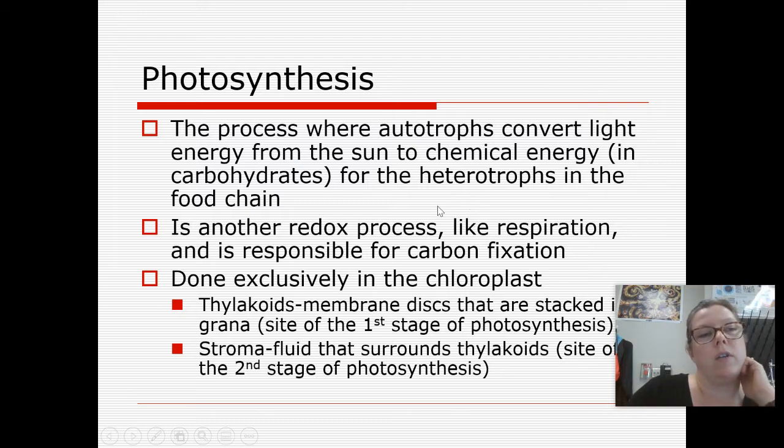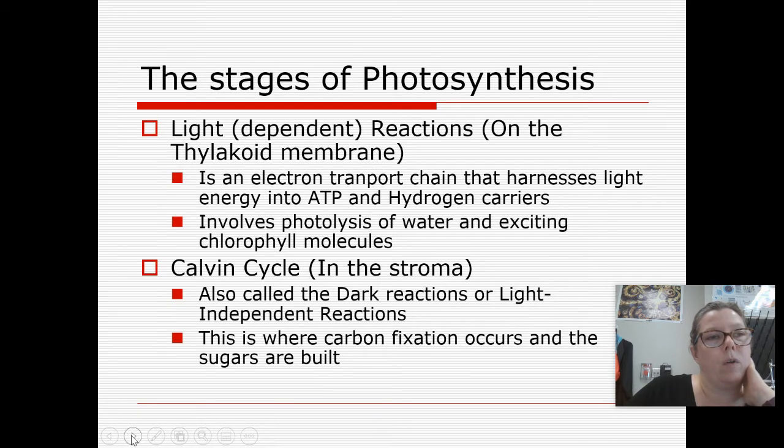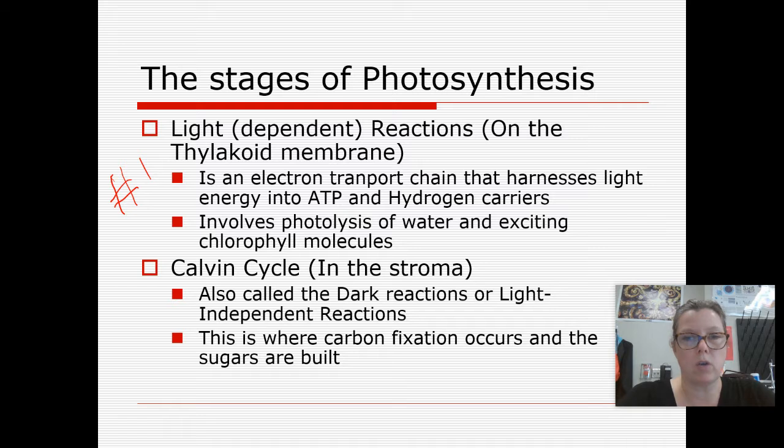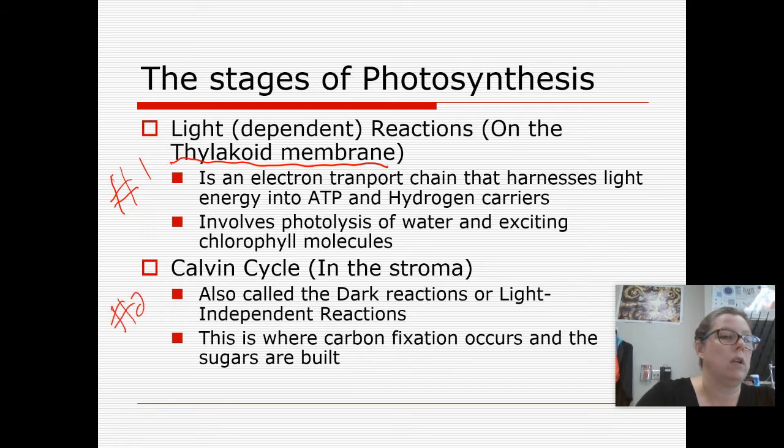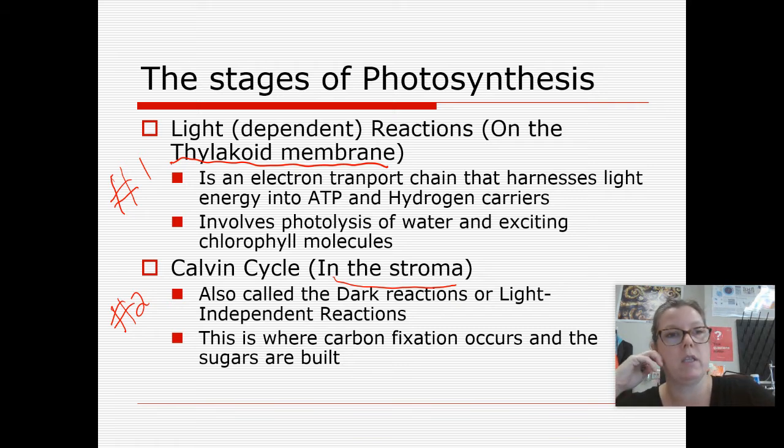And this is done exclusively in the chloroplast. There are two sections of that. The thylakoids are where the first stage of photosynthesis is going to occur, and the stroma is where the second stage is going to occur. So if you're looking at this, this is the first stage right here, number one: the light-dependent reactions, also known as the light reactions. These are going to take place on the thylakoid membrane, and then the second step, the Calvin cycle, is going to take place in the stroma. Okay, so it's a two-step process for photosynthesis.